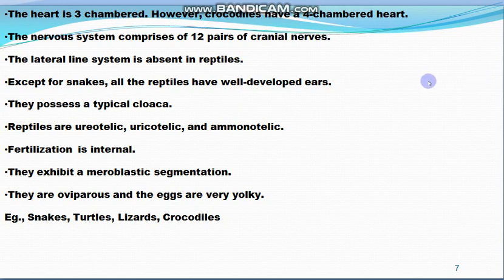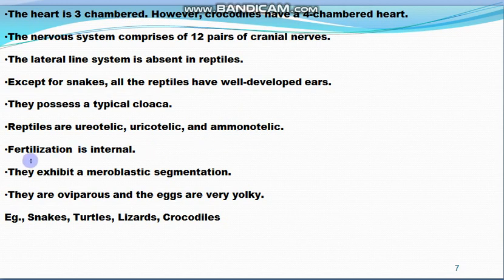And they possess a typical cloaca. Cloaca is the opening which is used for reproductive material as well as for the digestive system. And reptiles are ureotelic, uricotelic, and ammonotelic. It means the excretory material of the reptiles can be urea or uric acid or ammonia. If it is urea, then it is known as ureotelic. If it is uric acid, then it is uricotelic. And if the excretory material is ammonia, then the animals are known as ammonotelic.